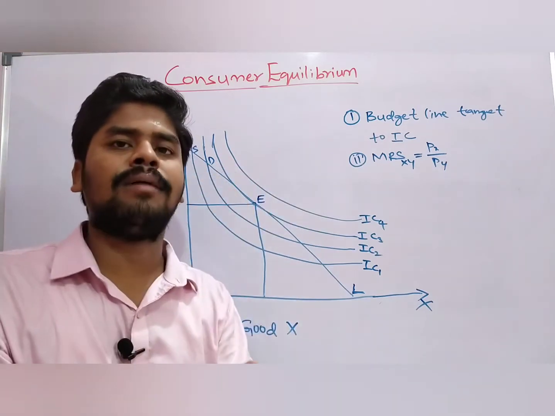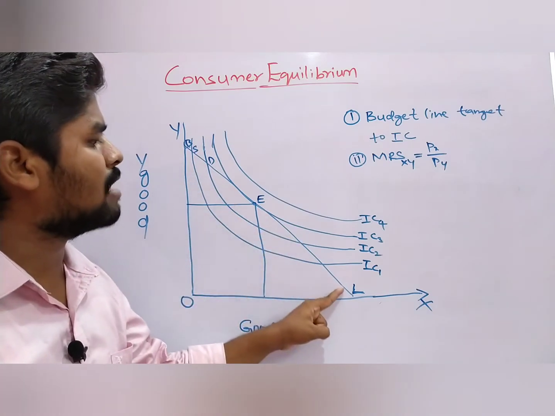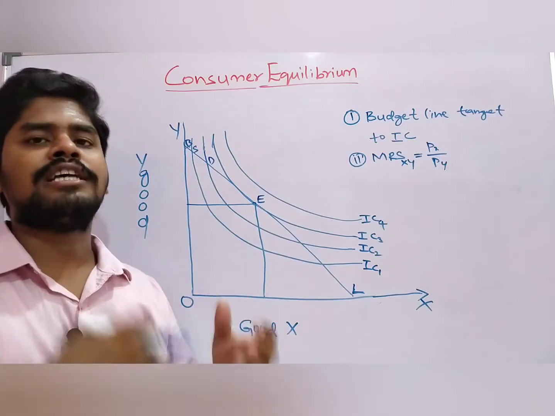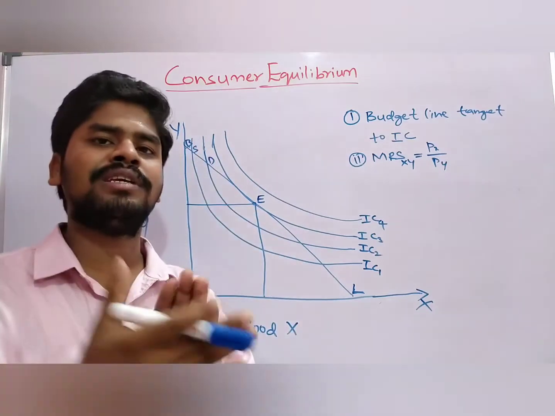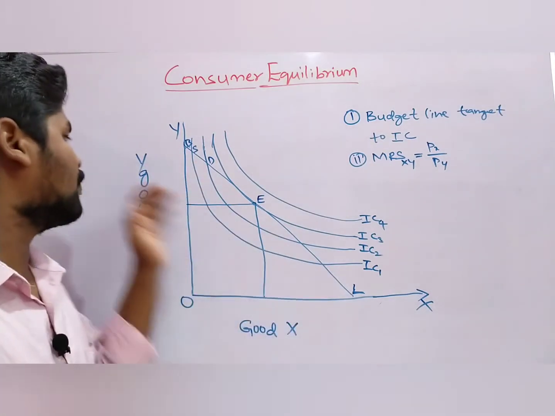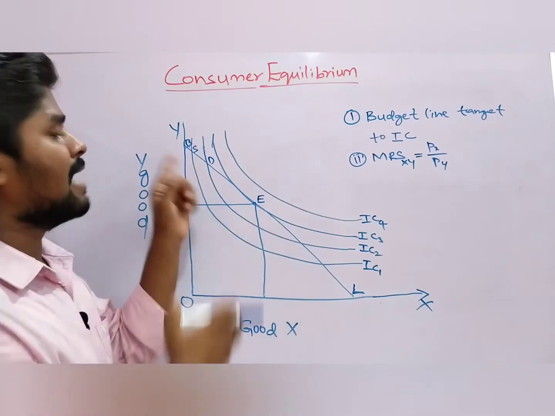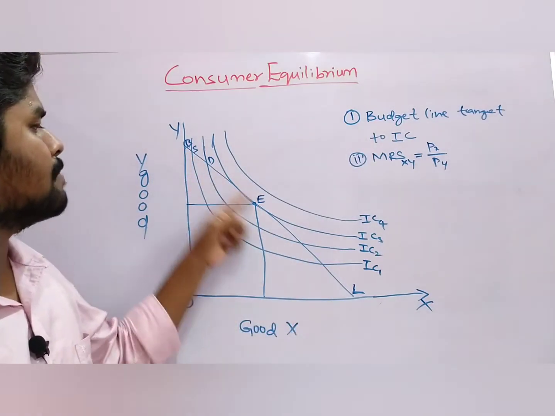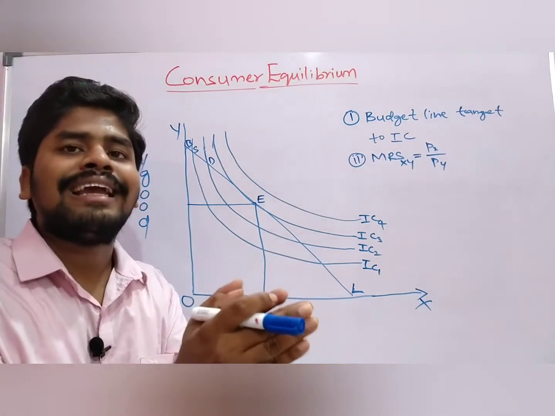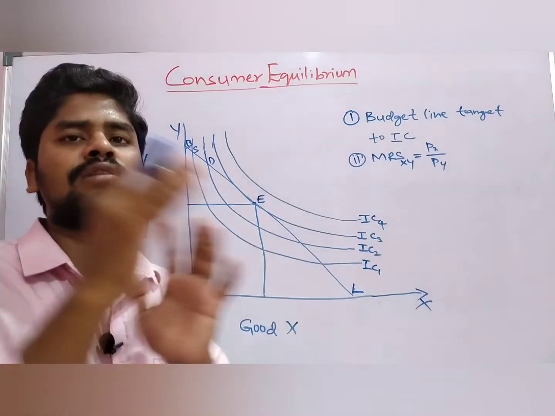Whatever the consumer's income is, at any point on the budget line, any combination of consumption or expenditure should be equal to the income of the consumer. That is the budget line, given the price ratio of X and Y goods. At any point on the budget line, the expenditure on X and Y should be equal to the income.